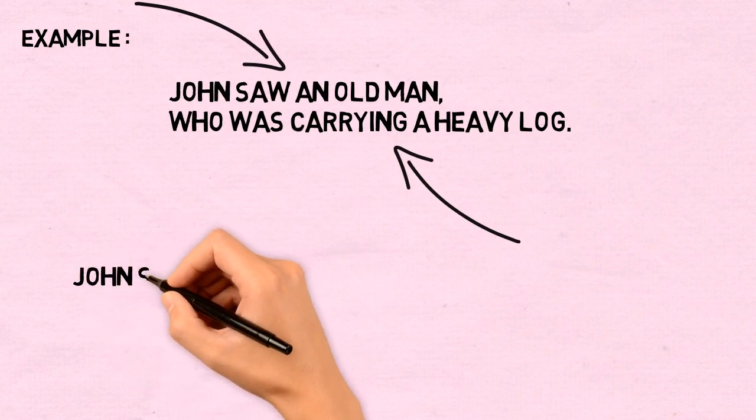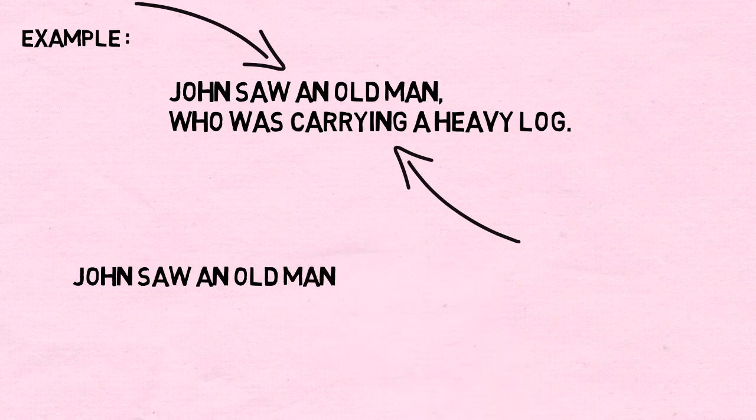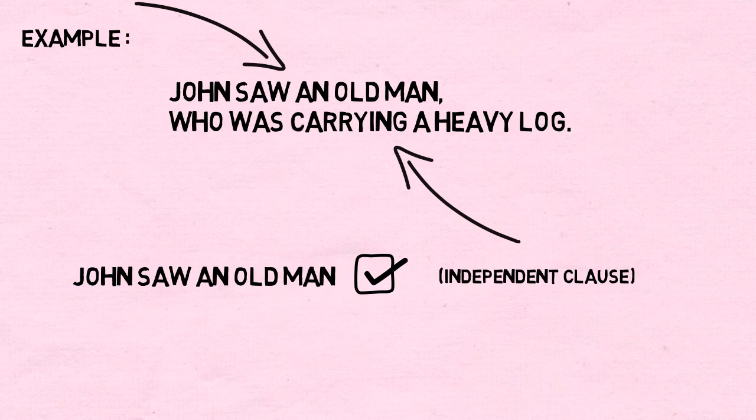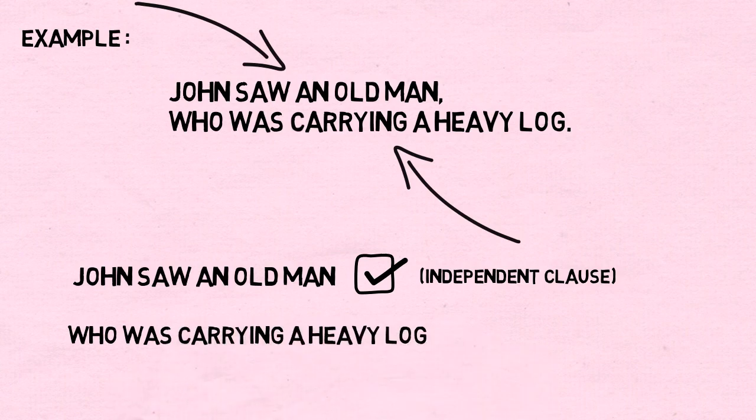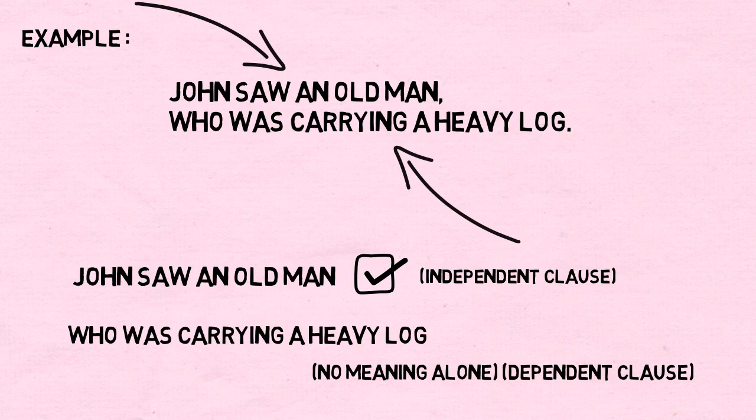The first clause, John saw an old man, gives a complete meaning. Such a phrase is called main or independent clause as it makes sense. On the other hand, the second clause, who was carrying a heavy log, cannot stand alone as it does not give a complete meaning. It depends on the main clause. Such a clause is called subordinate clause or dependent clause. So, a main clause has a complete meaning whereas a subordinate clause doesn't.